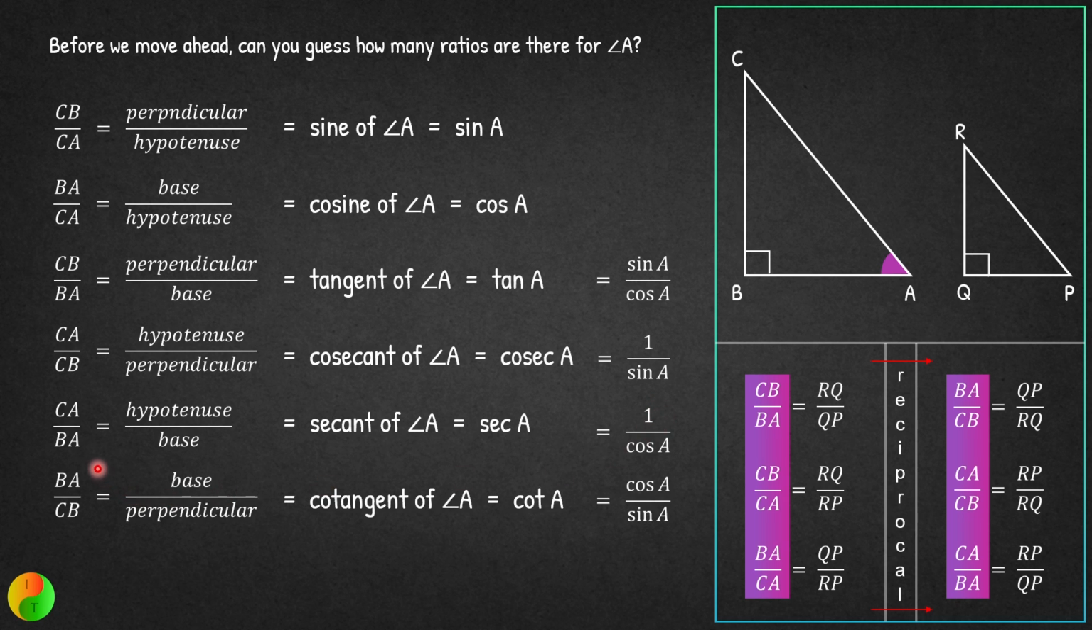And finally, we have BA upon CB, which is the ratio of base to perpendicular, which is called cotangent of angle A, or simply called cot A. Now cot A is equal to cos A upon sin A. So these two relations are also self-explanatory. Cot A is equal to 1 upon tan A, and tan A is equal to 1 upon cot A. The restriction on the values of angle A are going to be discussed in part 4.